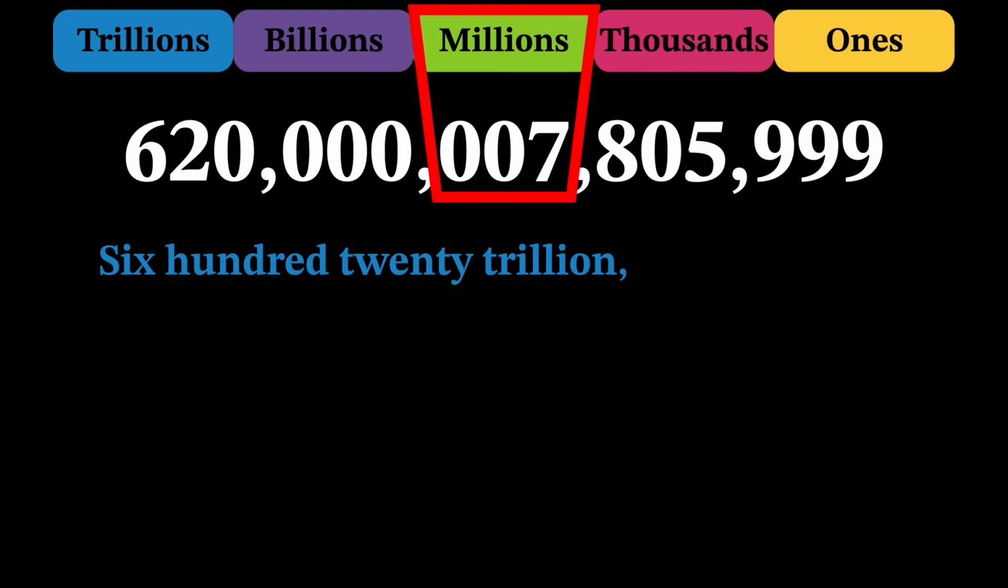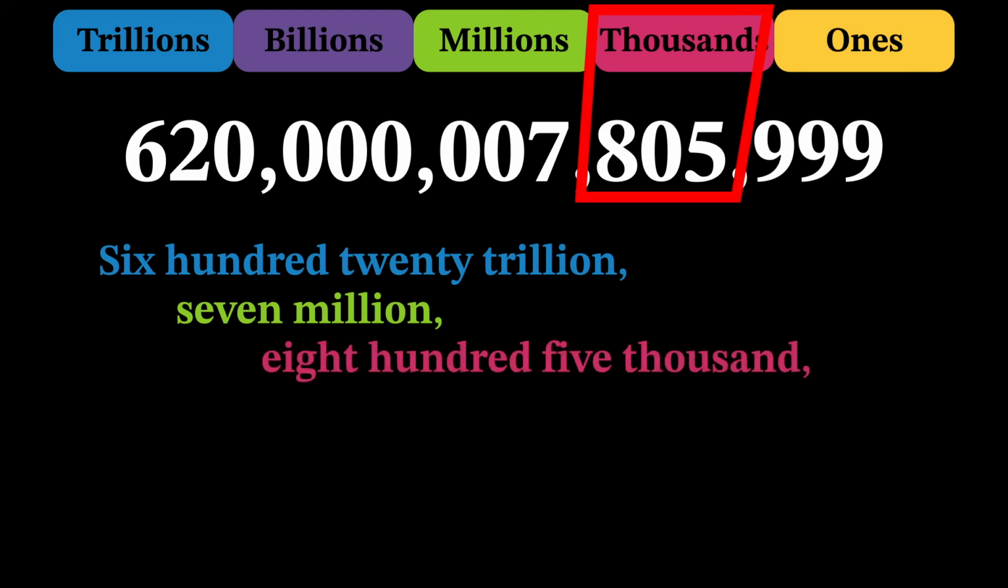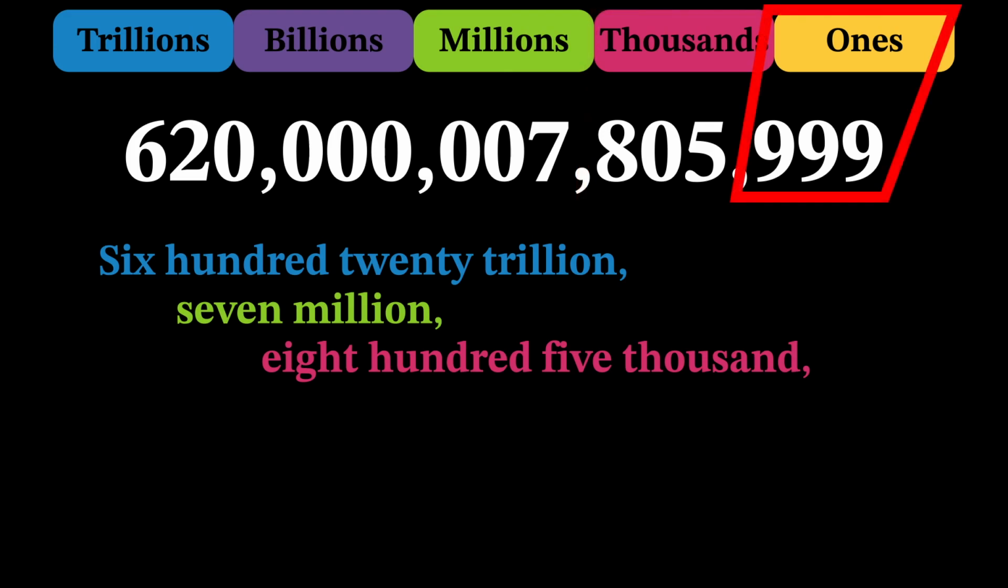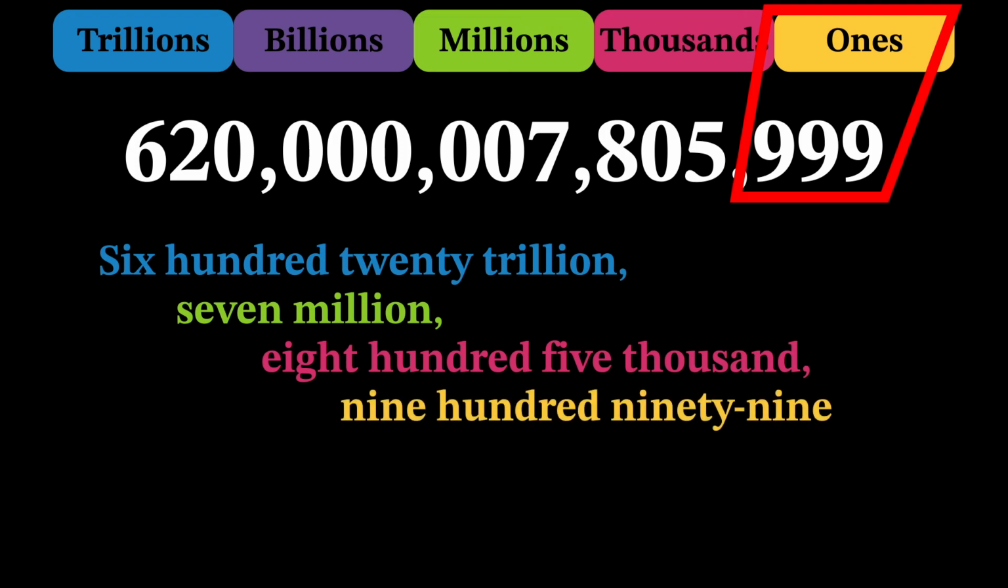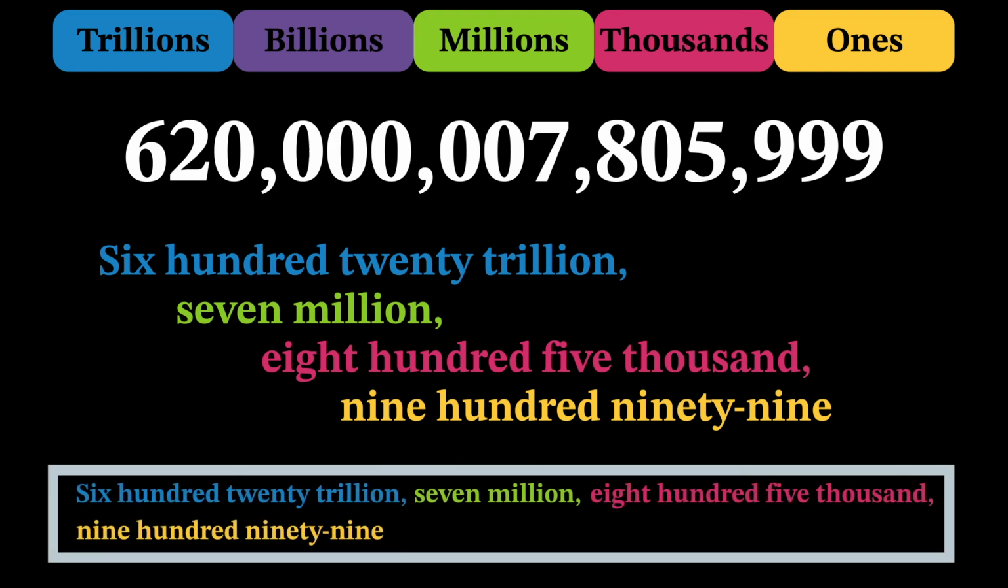There are only 7 millions, and it is written as 7 million. We have 805 thousands, which is written as 805,000. And finally, 999 ones is written as 999. So we can put this all together, and this number is written as 620 trillion, 7 million, 805,000, 999.